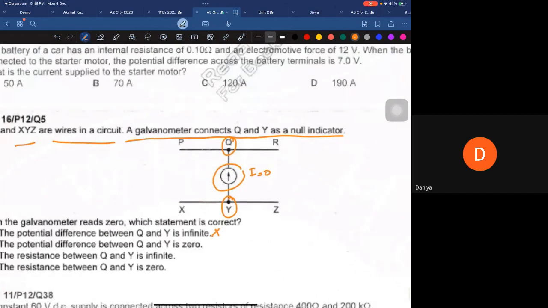Salma, current cannot move if the potential, let's suppose this was 5 volts and this was also 5 volts, then there is no difference, right? So potential difference across is 0 volts. So current can't move if the potential at both points is the same. Do you understand that? Okay, now try please.